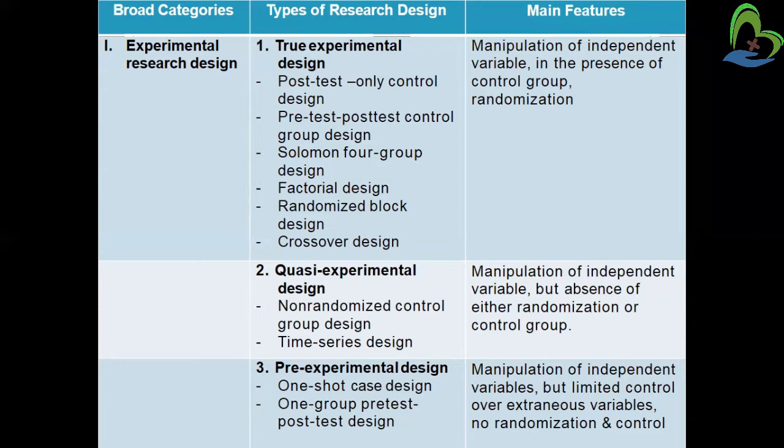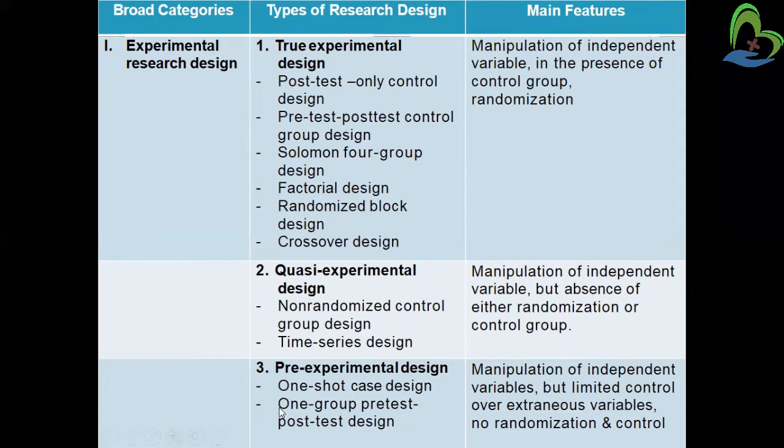Next, quasi-experimental design. What is there in quasi-experimental design? In this study, there is manipulation of the independent variable, but either randomization or the control group is absent. So in quasi-experimental, there is the non-randomized control group design and the time series design. But before going through this, let's look in detail at the true experimental designs.